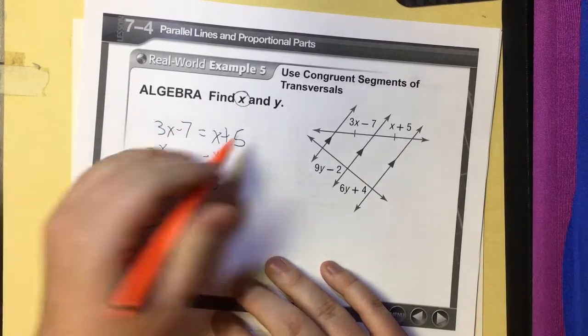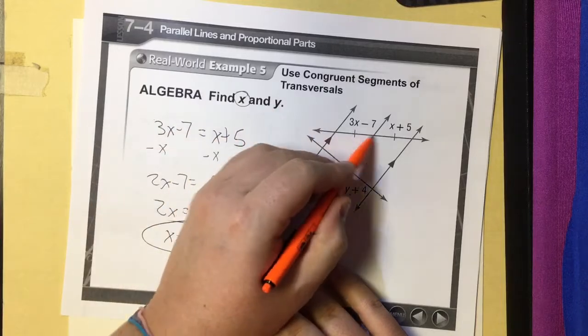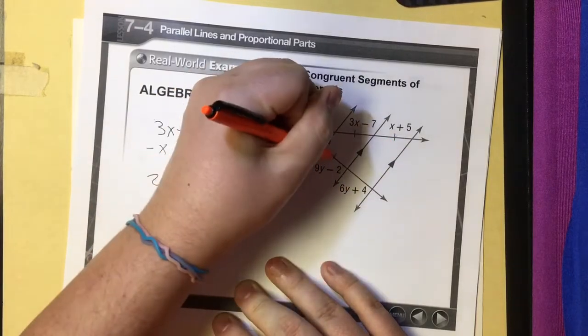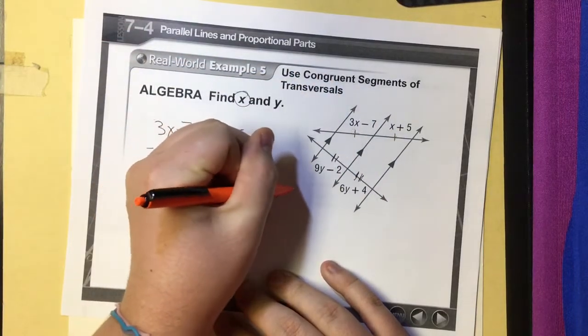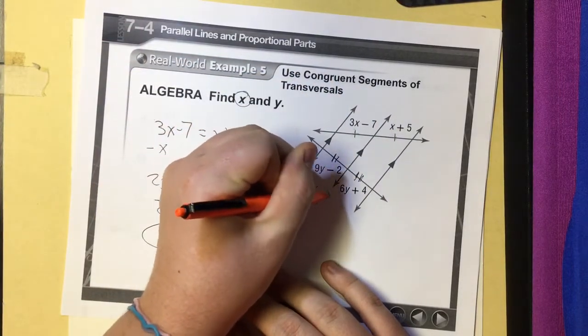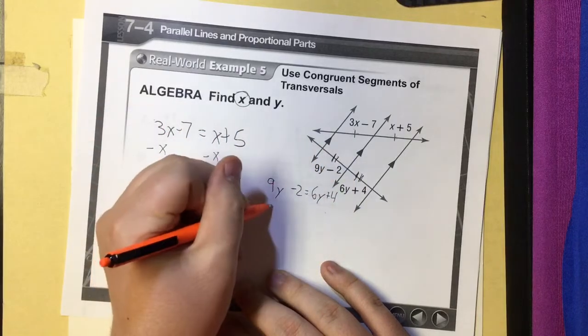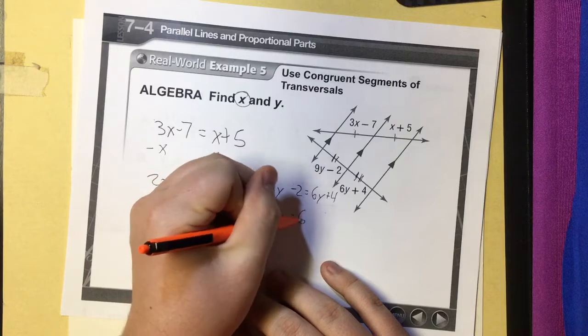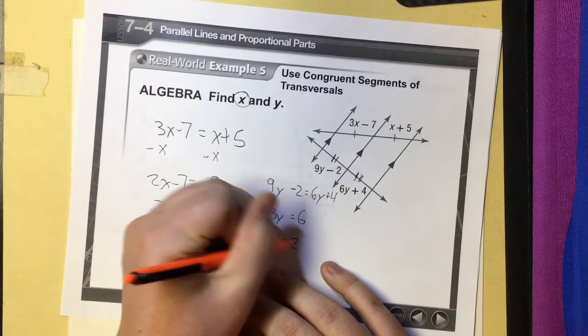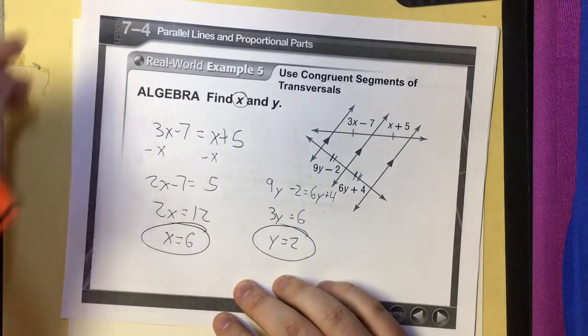I found x. Now to find y as well, if these are congruent, that means these two pieces are also congruent. So we can write 9y minus 2 equals 6y plus 4. Subtract 6y, add 2, and divide. And we have y equals 2.